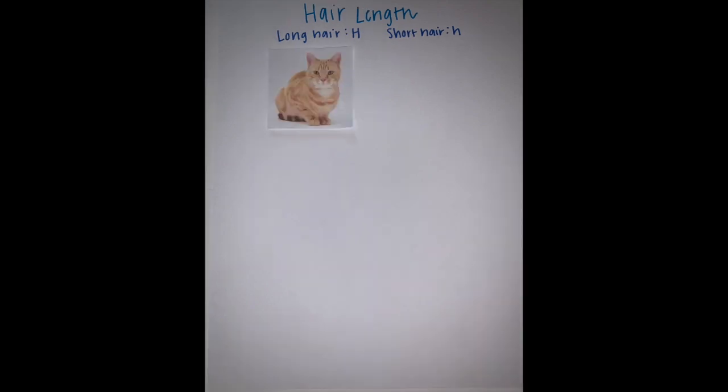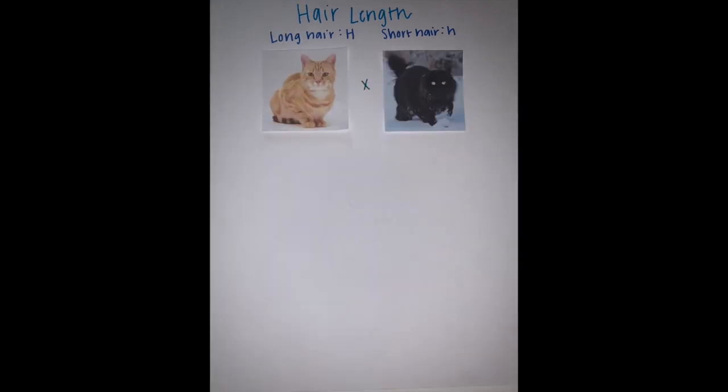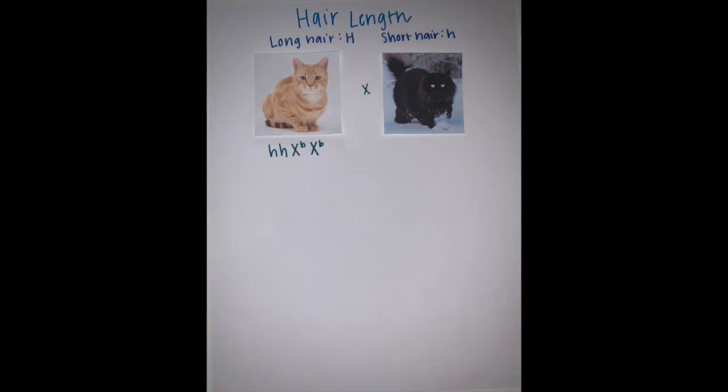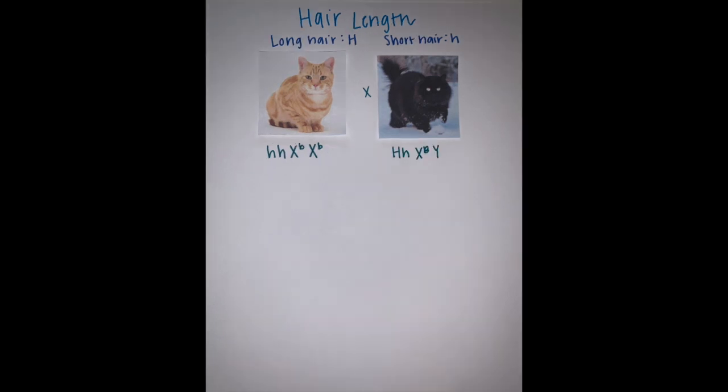Now we will consider a second trait in cats, which will be hair length. Long hair, represented by a big H, is dominant to short hair, represented by a little h. For this example, we will cross a yellow short-haired female with a black male that is heterozygous for long hair. The female's genotype will be little h, little h, X little b, X little b, and the male's genotype will be big H, little h, X big B, Y.